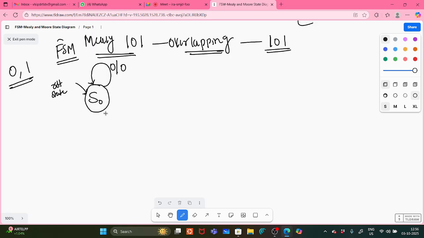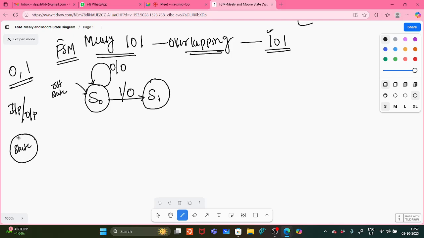Next, if it is 1, you got one bit of the sequence, so it will go to the next state. This is S1, and this is 1. You didn't get the whole sequence, so the output is 0 only. That means the label is input by output. Here the state is there, and this is input by output. Next, which bit did you get? One bit. So from here I can check for 1 0 or 1 1.